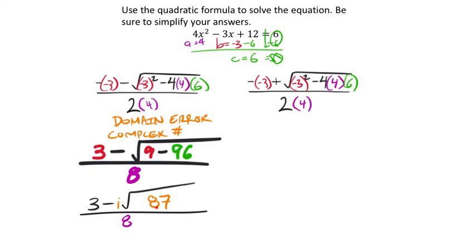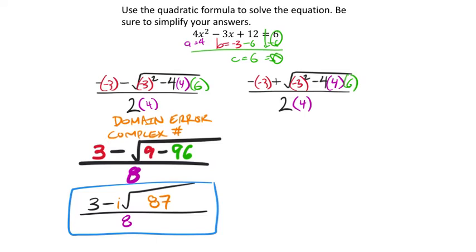But I don't see that I can simplify this. The square root of 87, I can't find any factors of 87. In fact, it could be prime, but I don't know of any factors of 87 that are perfect squares. So this right here, it's actually simplified. That's it? This one is. Yeah, so that's a good point.